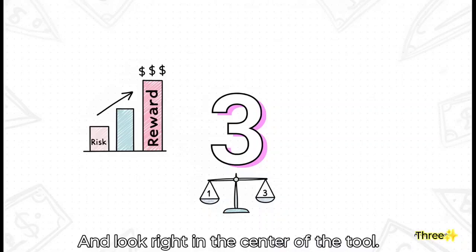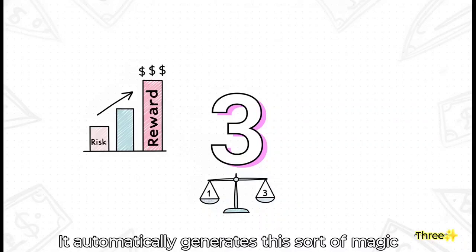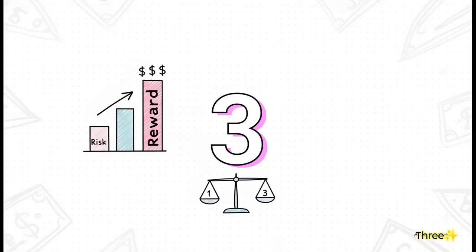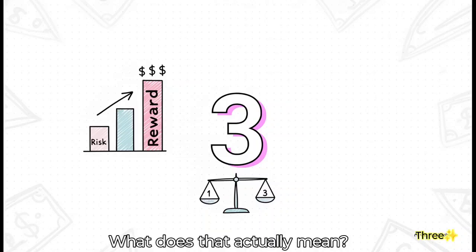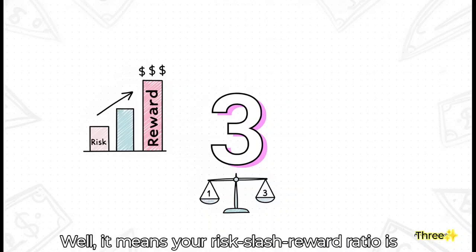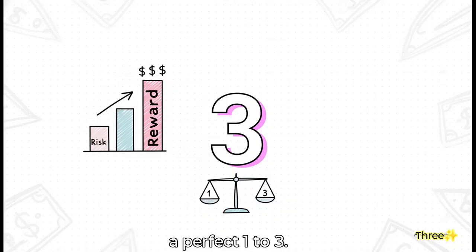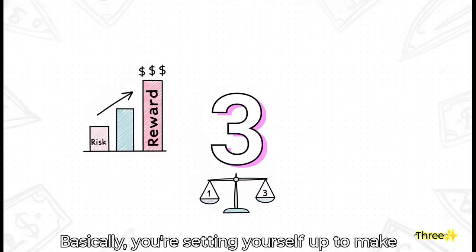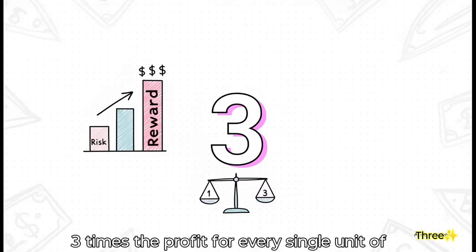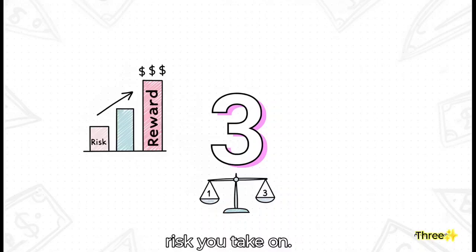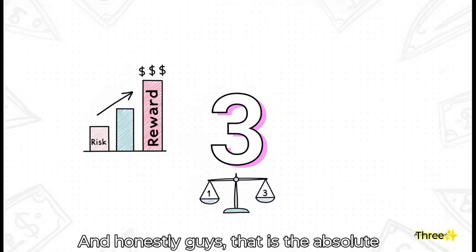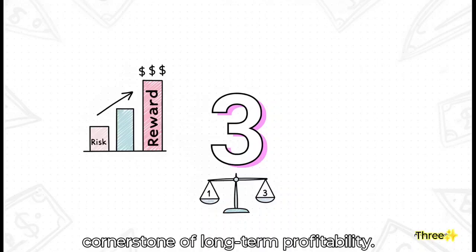And look right in the center of the tool. It automatically generates this sort of magic number, 3. What does that actually mean? Well, it means your risk/reward ratio is a perfect 1 to 3. Basically, you're setting yourself up to make 3 times the profit for every single unit of risk you take on. And honestly, guys, that is the absolute cornerstone of long-term profitability.